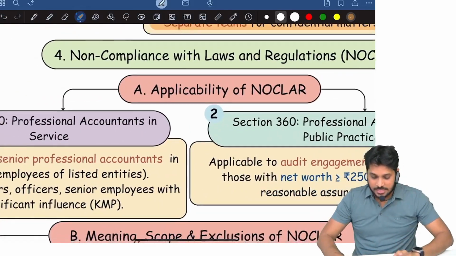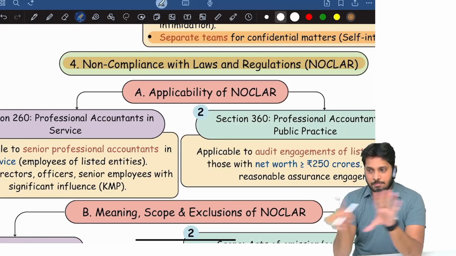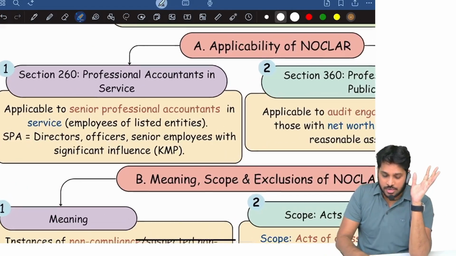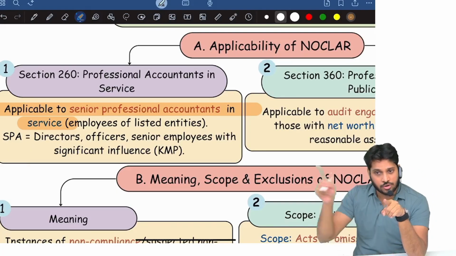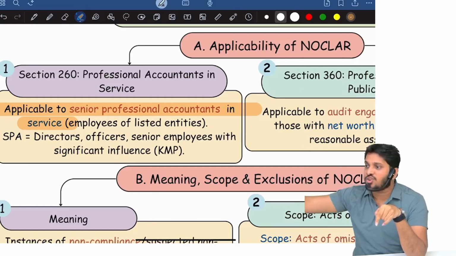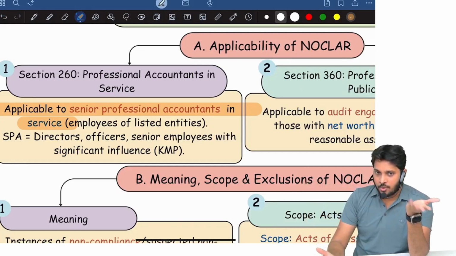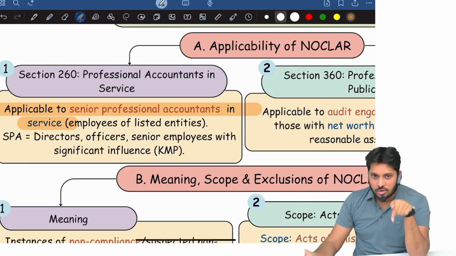That's it. Next, NOCLAR. See, NOCLAR versus SA 250. What NOCLAR says, I will simply tell you straight away. First, applicability, I will tell you clearly. It is applicable to senior professional accountants in service. NOCLAR is applicable not only for the auditors. For example, SA 250 is applicable only for the auditors, nothing but external auditors. But suppose I'm a CA working as an employee in an organization. Is SA 250 applicable to me? No. There, NOCLAR is applicable.